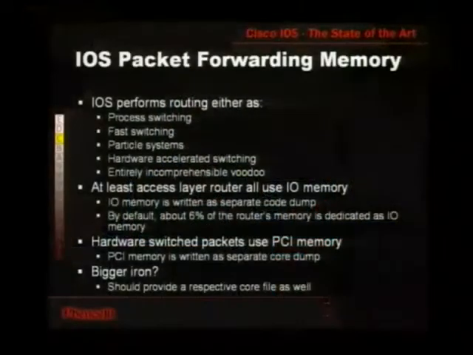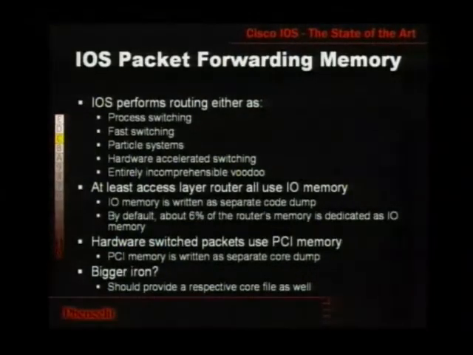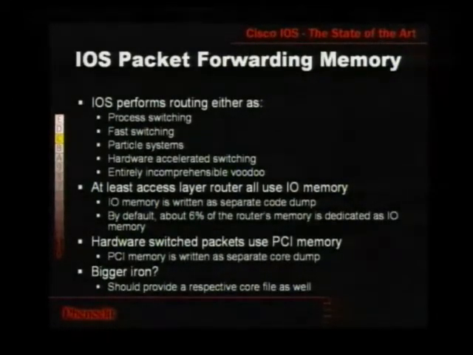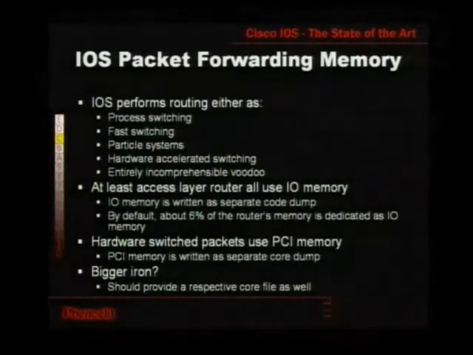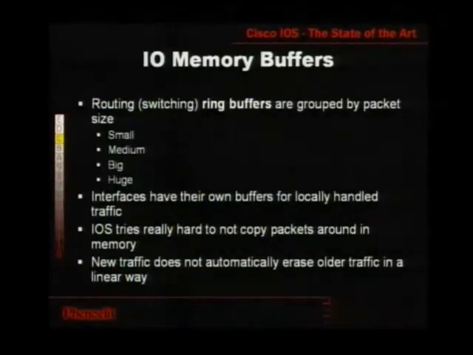Then there's this interesting thing about the iOS packet memory. So iOS forwards packets in many different ways. The slowest is process switching, which really goes to the CPU, and then there is fast switching and particle systems, and then you have special hardware and whatnot. And at least all the access layer stuff uses I/O memory, which is carved out from the main memory. So you actually get individual core dumps for the I/O memory, which is cool because it contains ring buffers.